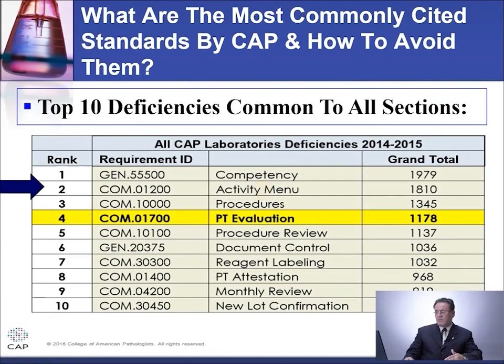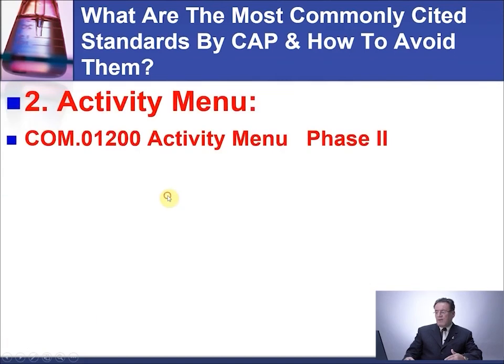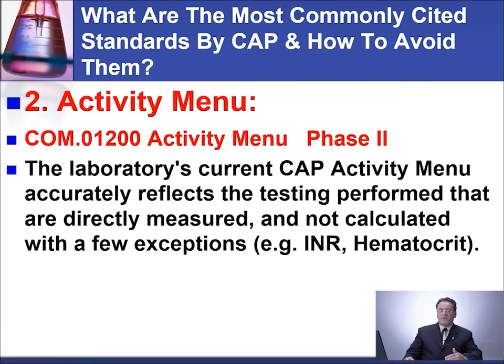Next we're going to talk about the activity menu. The activity menu, you find that in COM.01200. The lab should have a current activity menu. Your activity menu includes the tests that you report patient results on. If you're doing validation or research, you don't need to include that. So your activity menu includes all the patient tests you report patient results on.